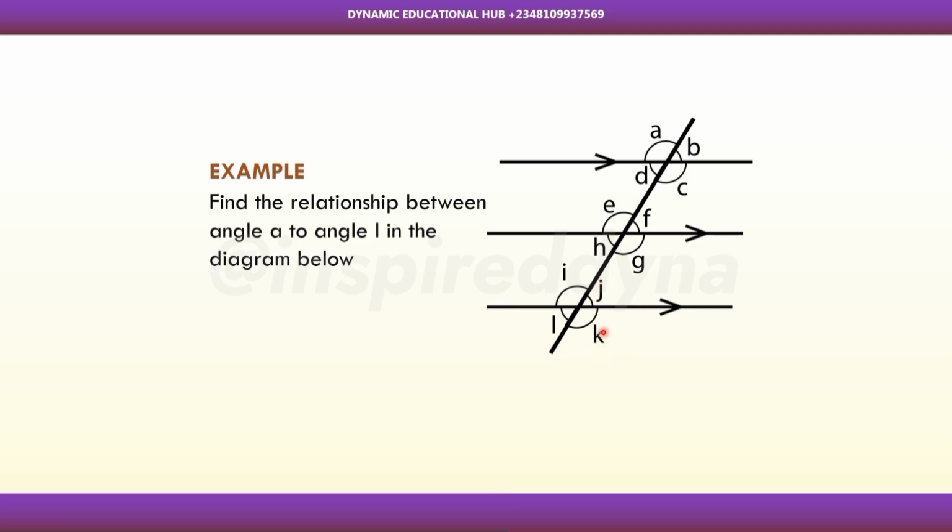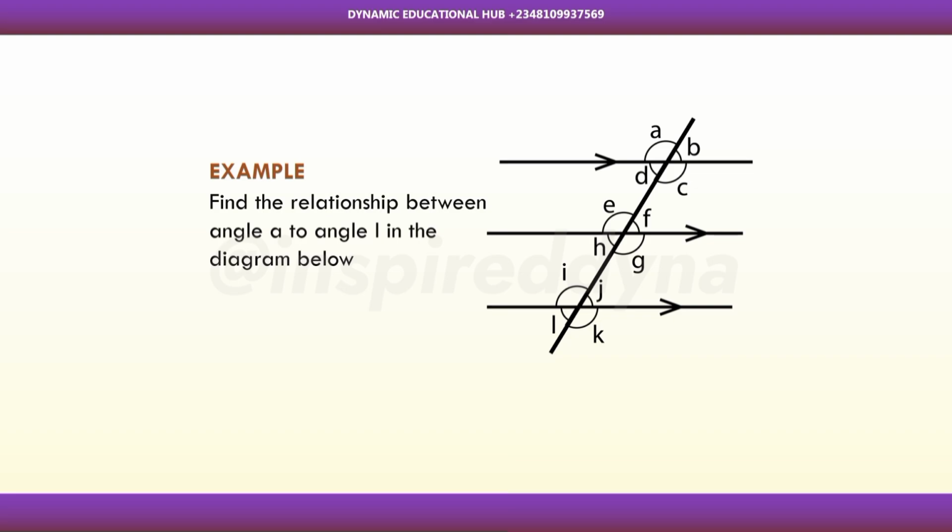So K, let's look at K. It seems I've not talked about K. Angle K here will be equal to I. Why? Opposite angle. Angle K here will be equal to G. Corresponding angle. K will be equal to C. Corresponding angle. K will be equal to E. Alternate angle. K will be equal to A. Alternate angle. Same thing with L is equal to J. Opposite. L is equal to H. Corresponding. L is equal to D. Corresponding.